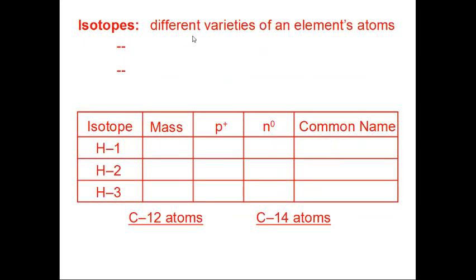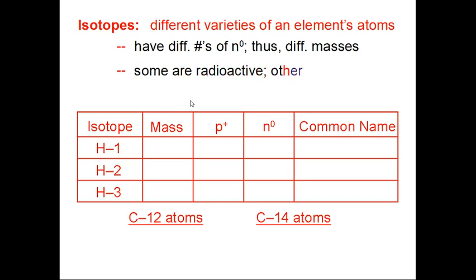Let's talk about isotopes. Isotopes are different varieties of an element's atoms. So to be an isotope, you have a different mass, which means you have a different number of neutrons. Now, why not a different number of protons? Well, because you can't change the number of protons. We just said that. So isotopes have different numbers of neutrons, thus they have a different mass. Some isotopes are radioactive. You might have heard that before, like a radioactive isotope. Others aren't.